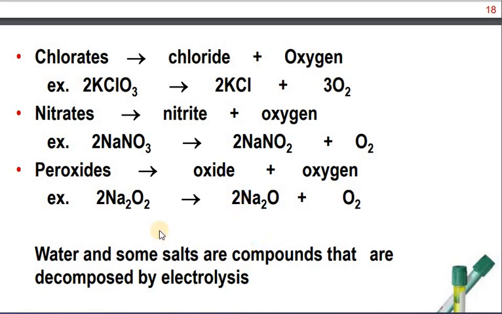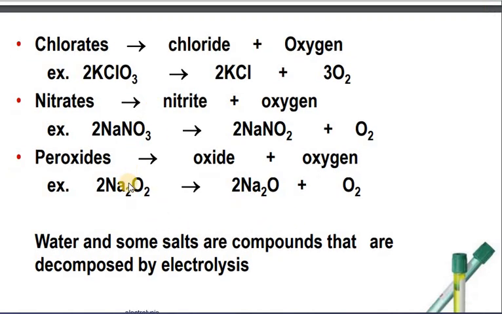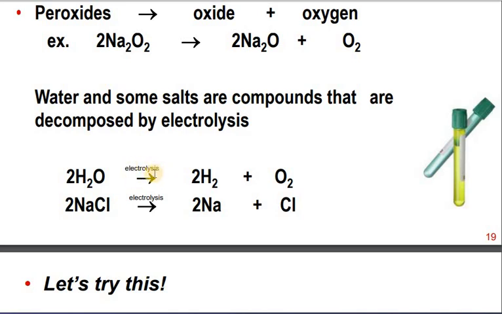Some compounds are decomposed by electrolysis, some by heat. Electrolysis means passing electricity only. Water, when you pass electricity, gives hydrogen and oxygen, and you know that hydrogen will be obtained at the cathode and oxygen will be evolved at the anode. Similarly, sodium at the cathode, chlorine, this should be Cl2.